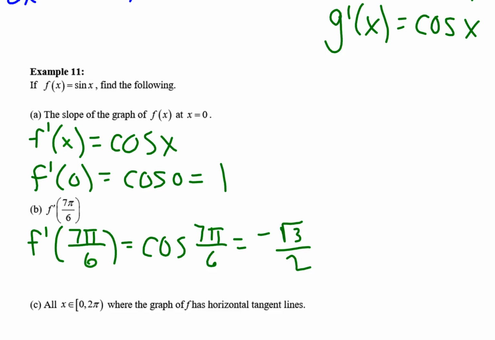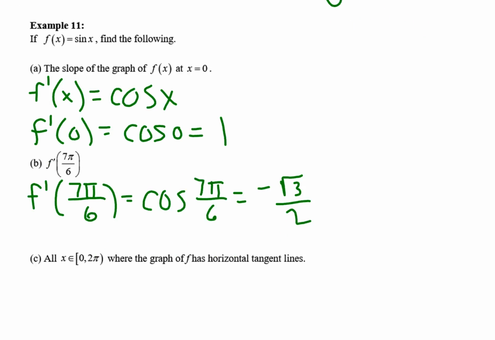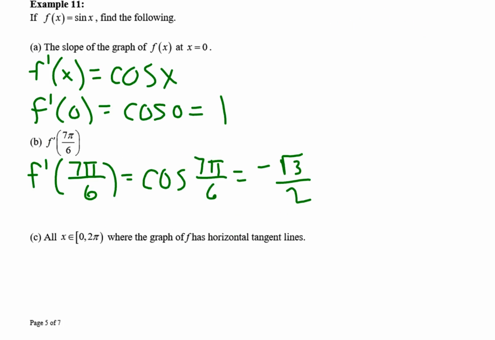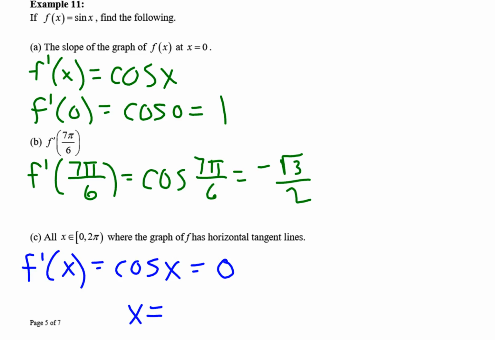And the last thing, all of the x values in between 0 and 2 pi, we need to figure out where f, sine of x, has horizontal tangents. You could draw a picture and try to figure it out, or we can use our derivative, which was cosine of x, and see where it equals 0. Okay, using your unit circle knowledge, you know that that would occur at pi over 2 and at 3 pi over 2. Now this was just asking for all x where it has horizontal tangents, so we don't need to go ahead and plug it in to get a coordinate in x and y.